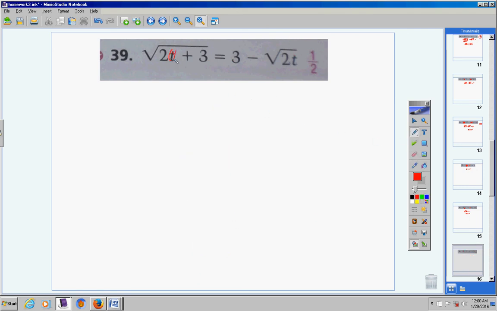2 times 1/2. Well, 2 times 1/2 is 1. And 1 plus 3 is 4. So I have the square root of 4, which is 2. Now let's come over here and put a 1/2 right here. 2 times 1/2 is 1. And the square root of 1 is 1. So 3 minus 1 is 2. 2 checks. 2 equals 2.